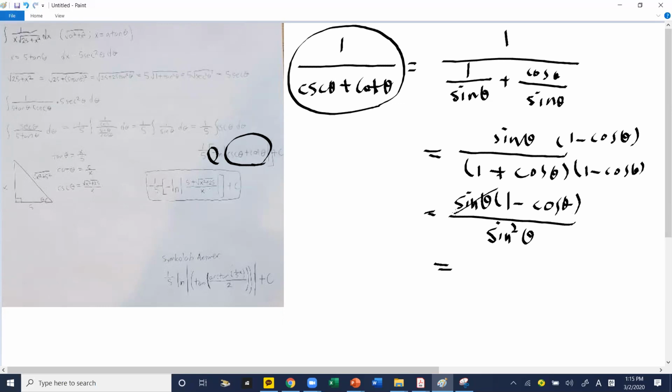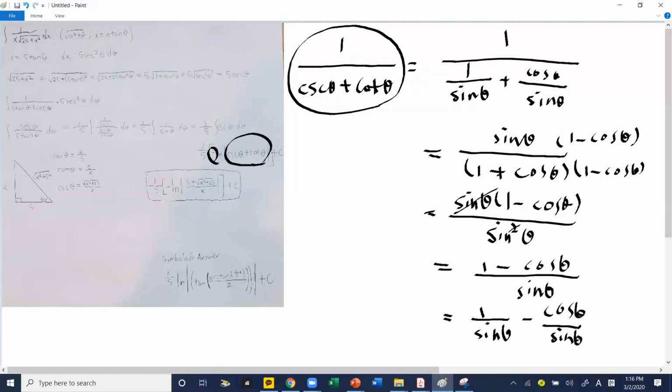Sines cancel out, so you will get 1 minus cosine theta over sine theta. So this is 1 over sine minus cosine over sine, right? 1 over sine is, what is it? Cosecant. I did this in a stupid way. Anyway, this is cosecant theta minus cotangent theta, right? Yeah.